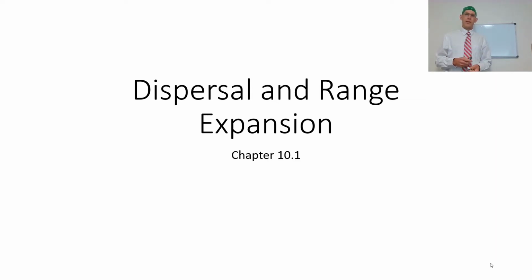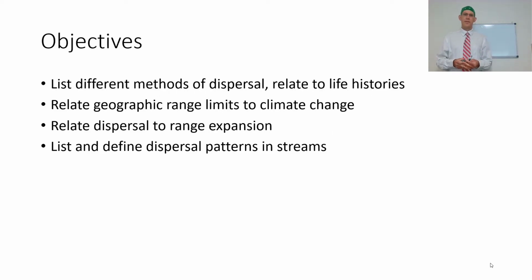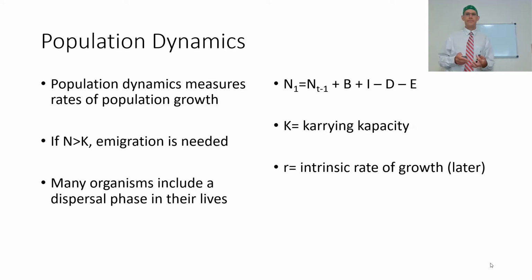Dispersal and range expansion. How do organisms expand where their distribution is, and how do they form new populations? List different methods of dispersal. Relate these to life histories with each organism. Relate geographic range limits to, of course, climate change, and relate dispersal to range expansions. Both topics here. And list and define dispersal patterns in streams. How do fish get past waterfalls?